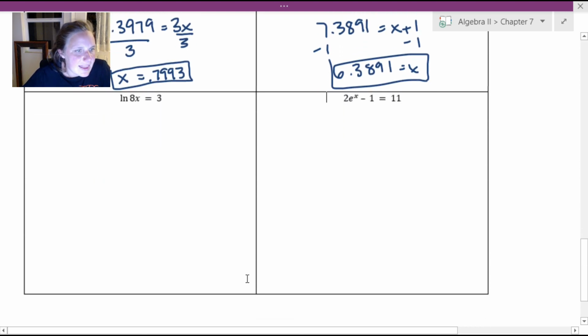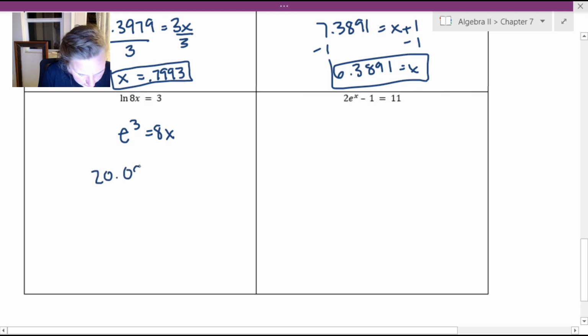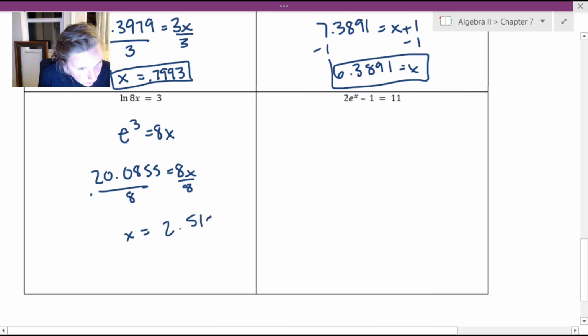Okay. And then natural log of 8x is equal to 3. This is already isolated, so I'm just going to rewrite it. E to the power of 3 is equal to 8x. E cubed is 20.0855 is equal to 8x. And then we divide by 8. Divide by 8. So x has got to be equal to 2.5107. That was so good.